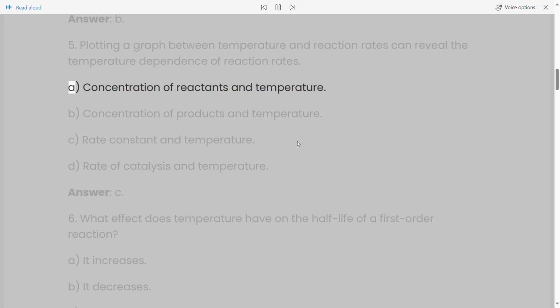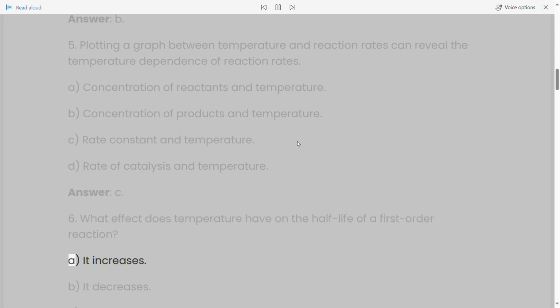A. Concentration of reactants and temperature. B. Concentration of products and temperature. C. Rate constant and temperature. D. Rate of catalysis and temperature. Answer C. 6. What effect does temperature have on the half-life of a first-order reaction?